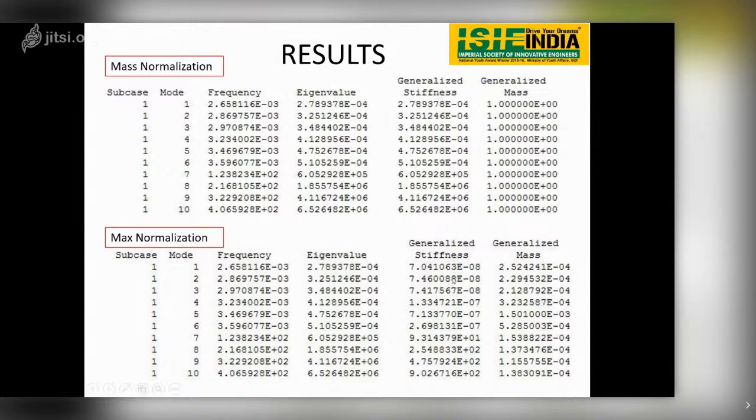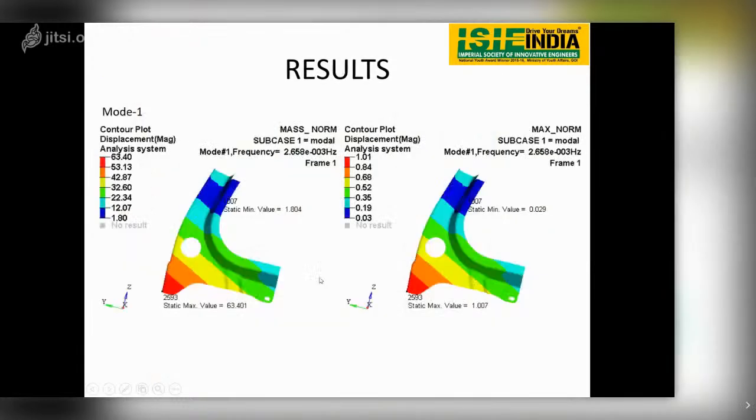In the next case, we can see that the generalized stiffness and the generalized mass change. In the max normalization, the maximum obtained eigenvector component is taken as 1. That is, the maximum displacement is considered as 1, and all the displacements are calculated in terms of that. These numbers will be clearer when we see the practical result interpretation.